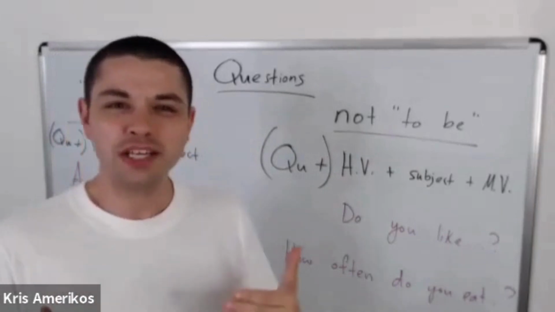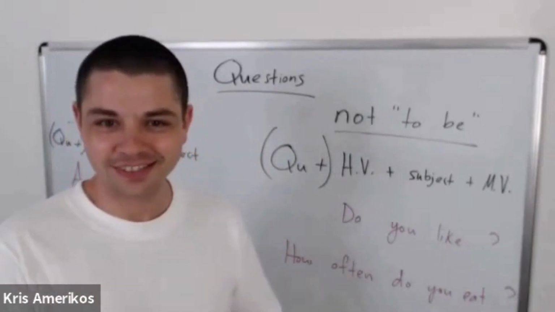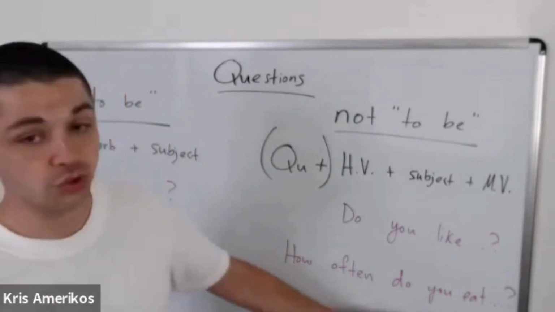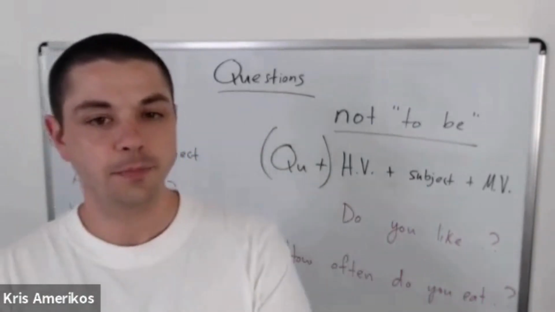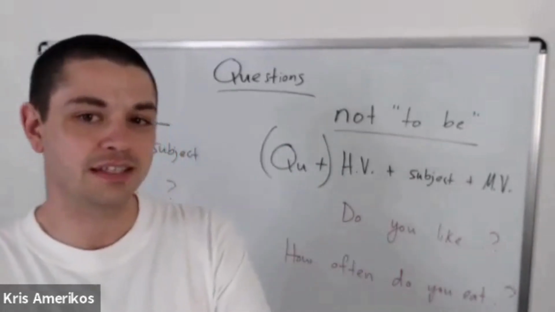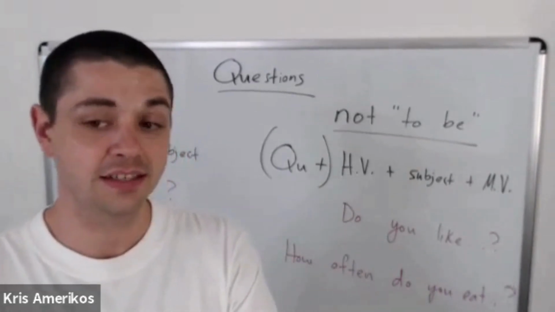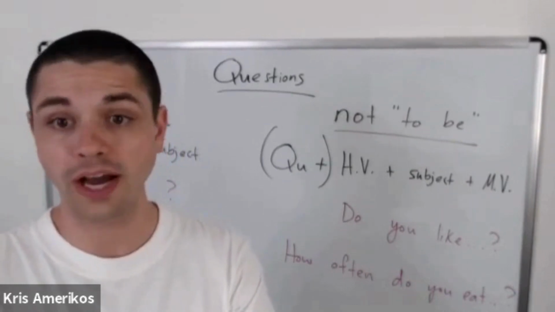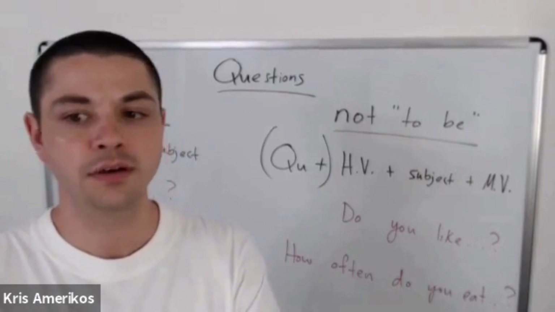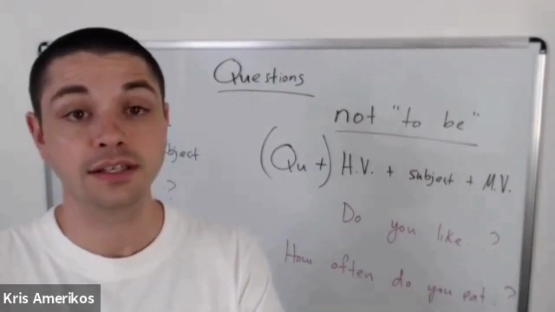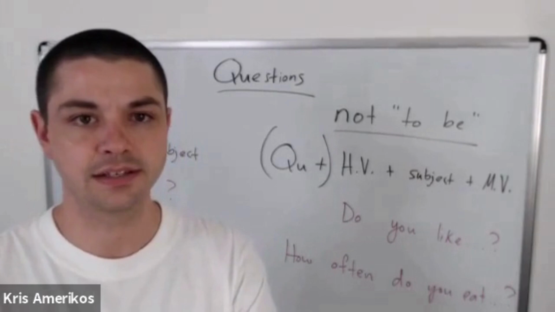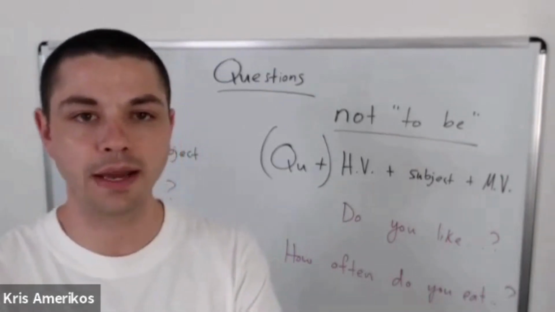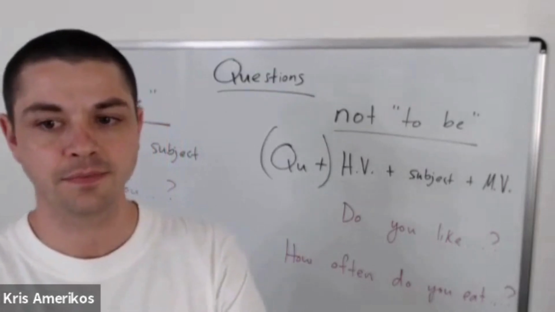But what if we don't want to say a question, right? It's a question because we said, how often do you eat? But if we want to make it so it's not a question, we can say, for example, I don't know how often Mike eats pizza.